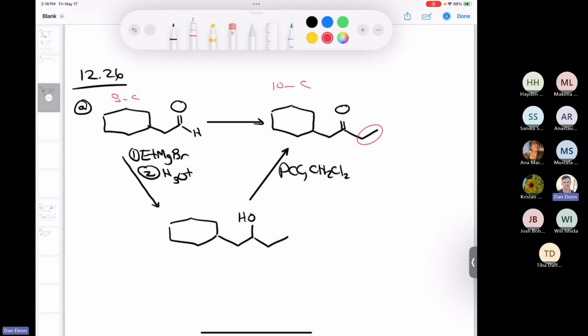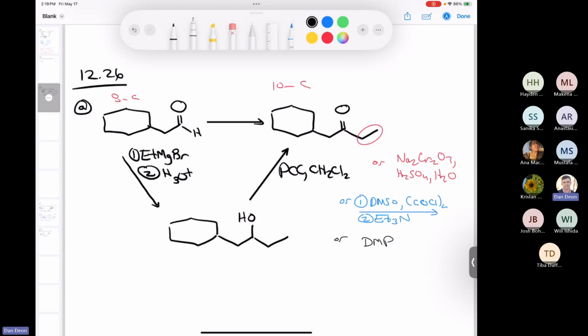Or you could have even used the Jones oxidation, so sodium dichromate, sulfuric acid, and water. Or you could have used the Swern. We could practice writing those out. So step 1 is DMSO and COCl2, oxalyl chloride. And the second step is triethylamine. Or you could use the Dess-Martin periodinane. Any one of those would work in this case.